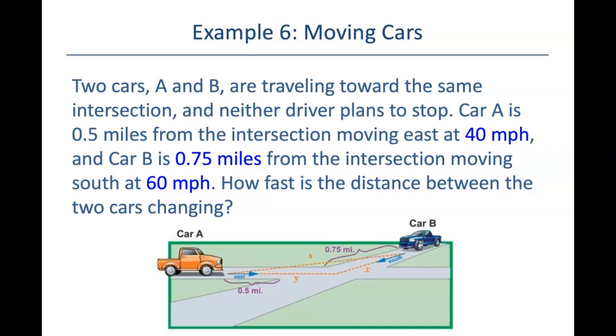All right, let's do another related rates problem. We have two cars, car A and B, those are some funky trucks, traveling toward the same intersection. And neither driver plans to stop. Car A is half a mile from the intersection, moving east at 40 miles per hour. Car B is 0.75 miles from the intersection, moving south at 60 miles per hour. How fast is the distance between the two cars changing? They're at a 90-degree angle from each other, so it sounds like it's the hypotenuse that we're interested in. How fast is the hypotenuse changing?